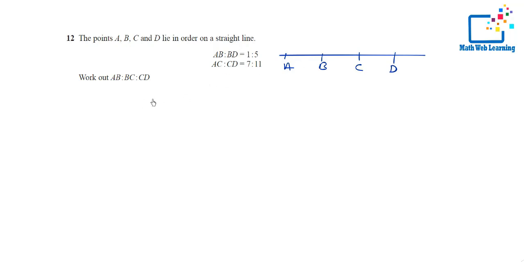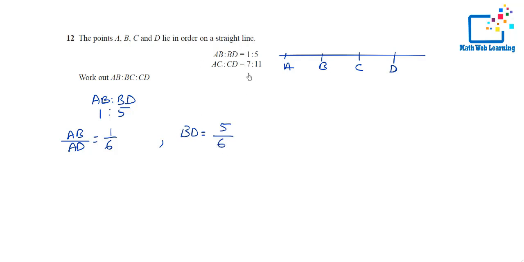Just, we're going to need it later to illustrate. Now we're going to rewrite the first relationship, AB to BD. I'm going to write it down as normal, 1 to 5. Now I'm going to write it as a fraction from A to D. AB over the total is 1 out of 6, and for the other segment, BD, you can see it is 5 out of 6.